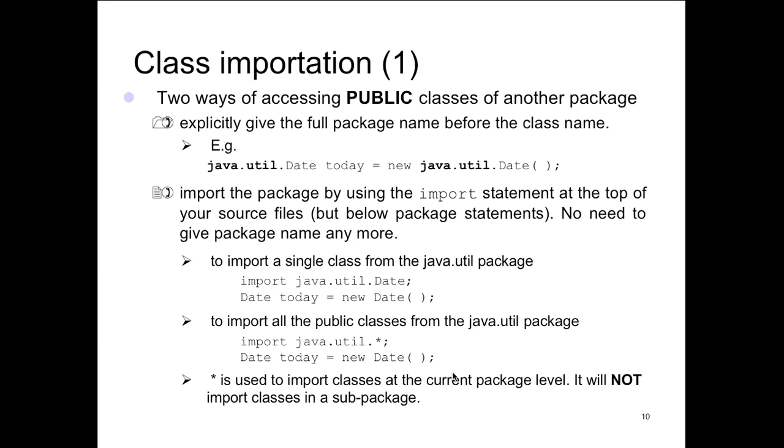Package importation. Two ways of accessing public classes of another package. Explicitly give the full name before the class name. We haven't seen this yet, but java.util.Date. Well, that means we want to use the Date inside util. Today is going to be equal to, and this is interesting because you can do this yourself. You can create your own 25 different dates.